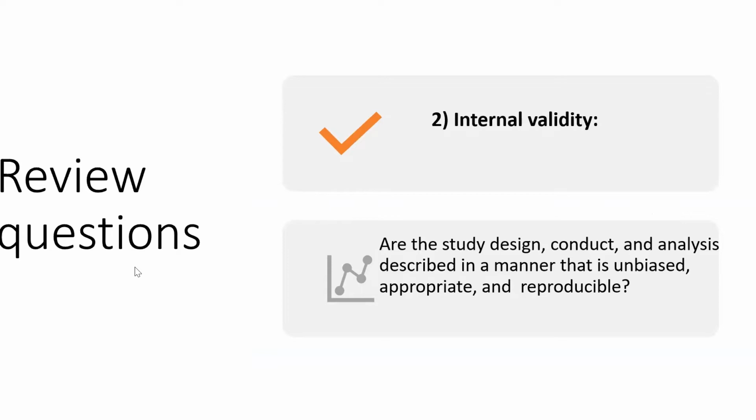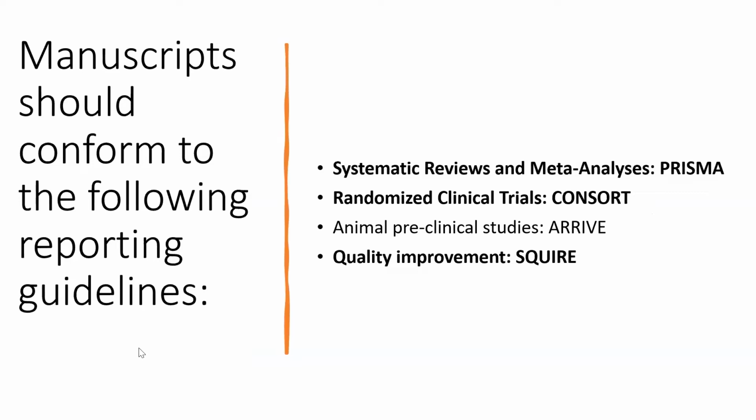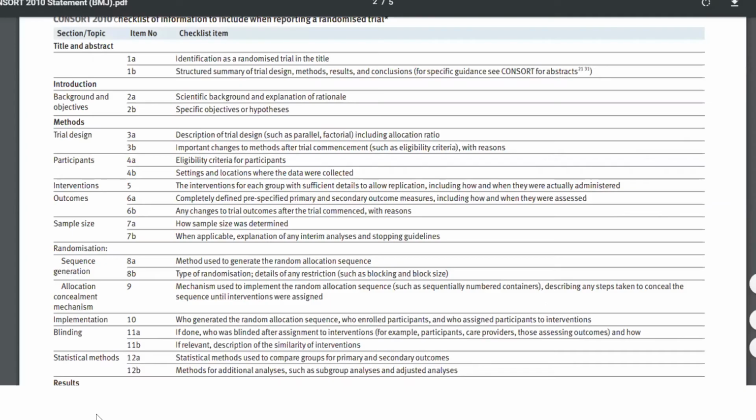Another very, very important question is internal validity. And this is about the study design, the conduct, the analysis, if this is described appropriately, if this is unbiased, if this is reproducible. And so you can see here some of the guidelines that are followed by the journal: for systematic reviews and meta-analyses, follow PRISMA; for randomized clinical trials, follow CONSORT; for animal preclinical studies, follow ARRIVE; and for quality improvement, SQUIRE. So these are the guidelines you have to get used to and read, so you know if the manuscripts are following the journal's instructions.